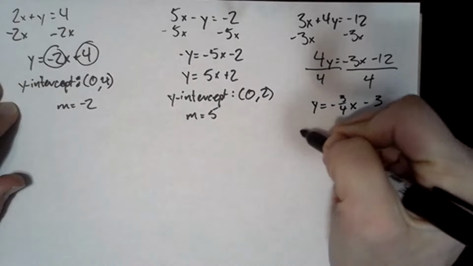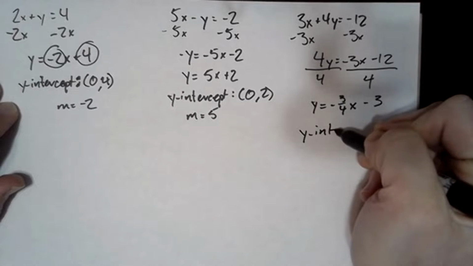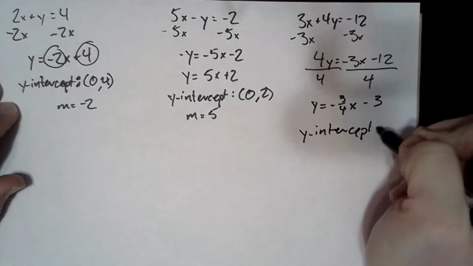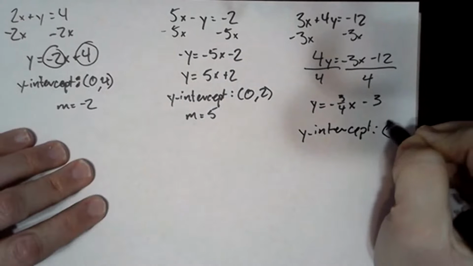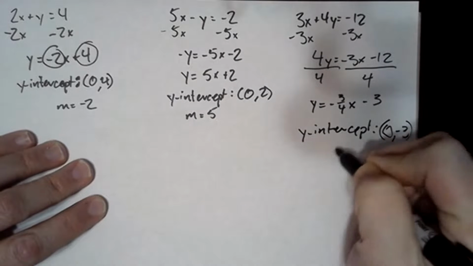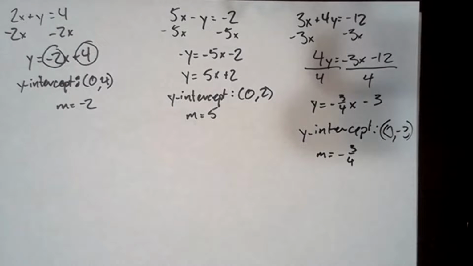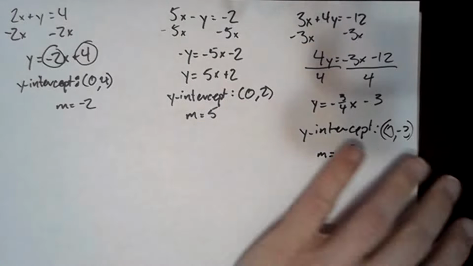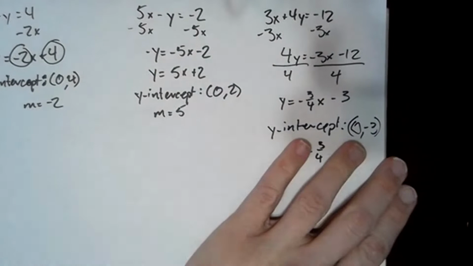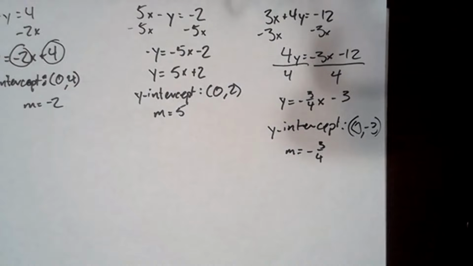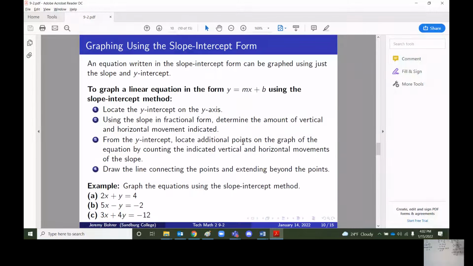So our y-intercept is the point 0, -3, and our slope is m equals -3/4. Moving on, and I'll just put that a little further over because I think that part of it didn't show up there. Moving on, we're going to go back to our slides and look at this next problem.